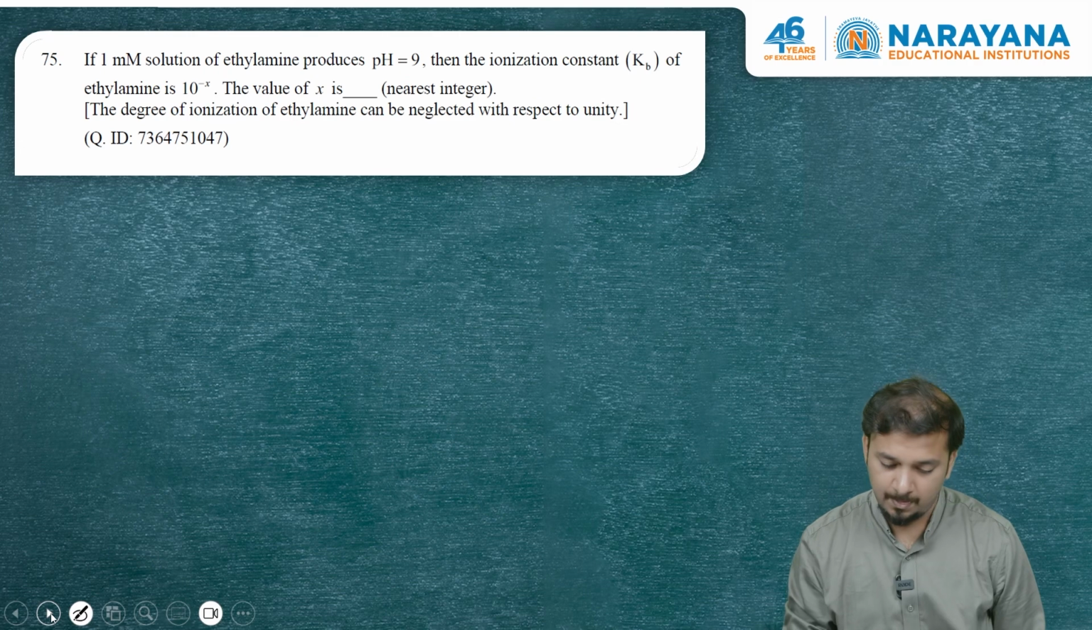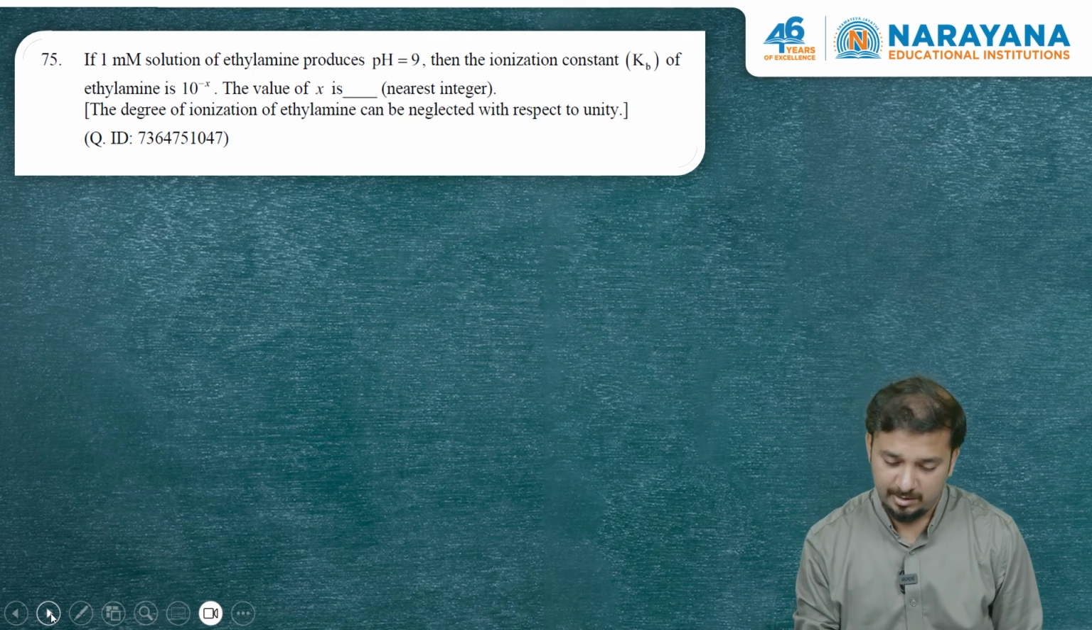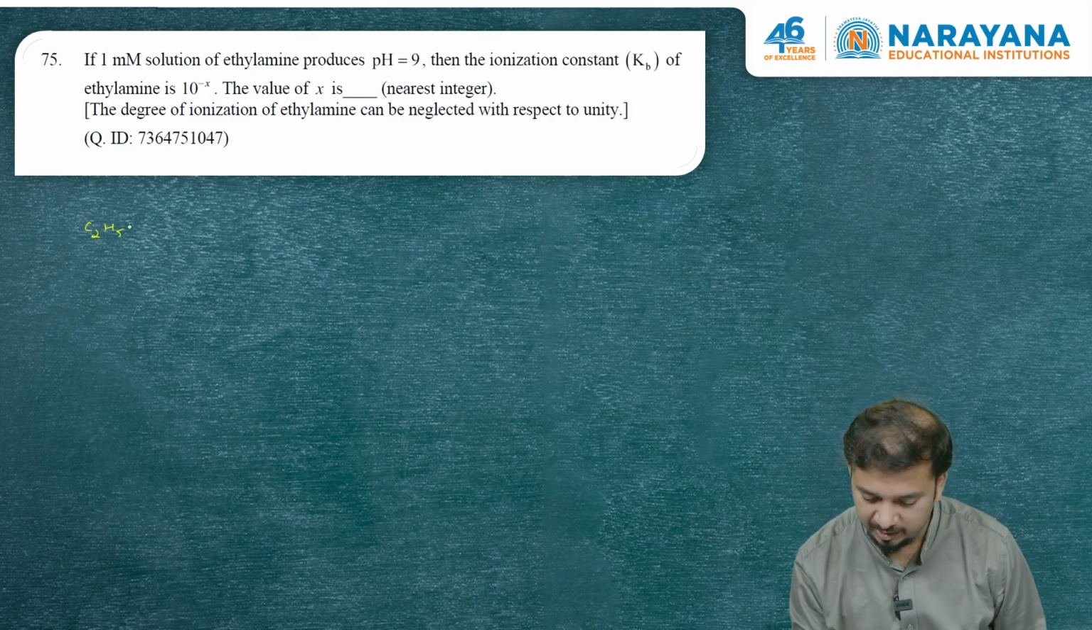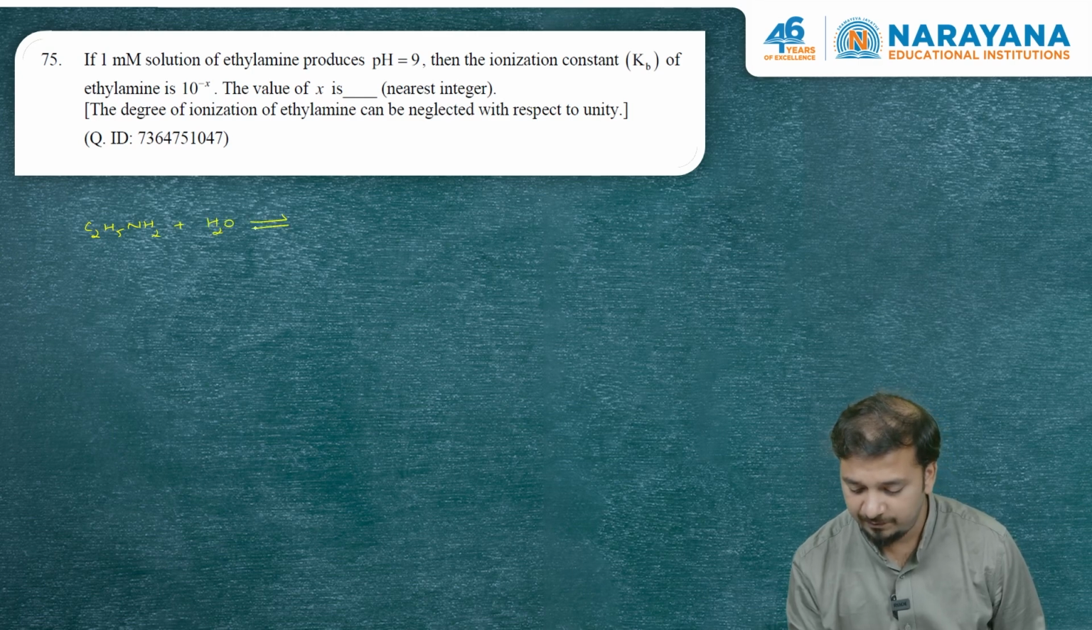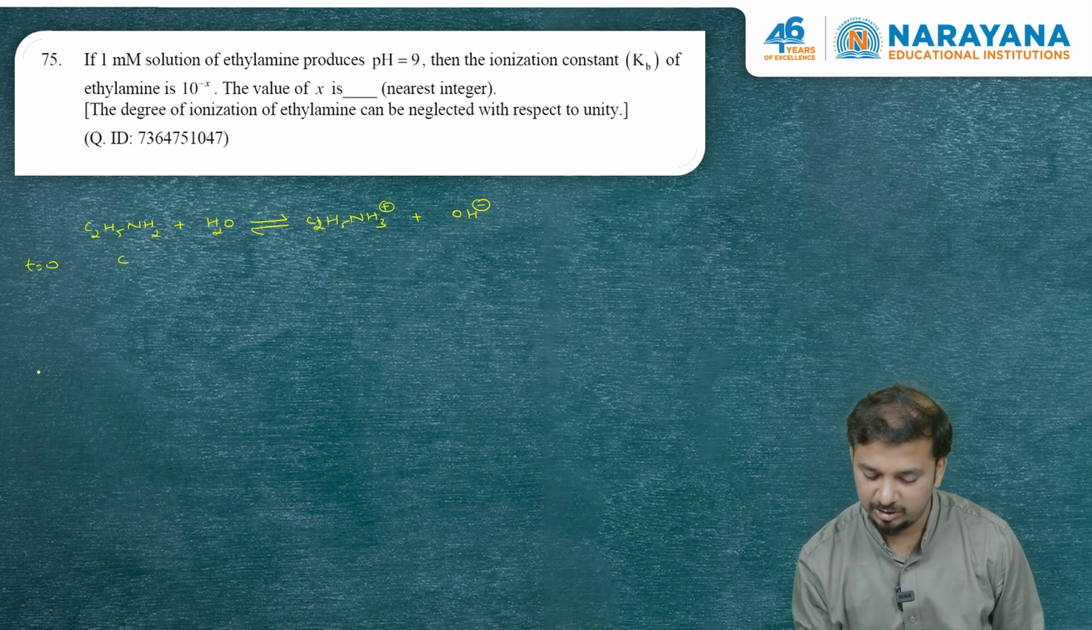Moving to next question. The question is, if 1 millimolar solution of ethylamine produces pH equal to 9, then the ionization constant of ethylamine is 10 to the power minus x. The value of x is. So let's say ethylamine, we have C2H5NH2. In presence of water, it will give C2H5NH3 positive plus OH minus. So let's say initially this concentration is C. At equilibrium, this will be C times 1 minus alpha. This is C alpha, this is C alpha.